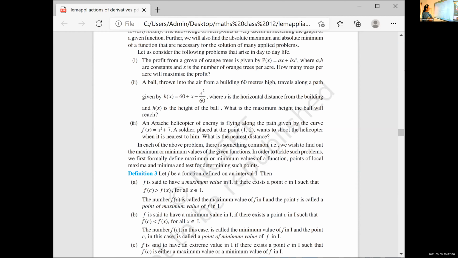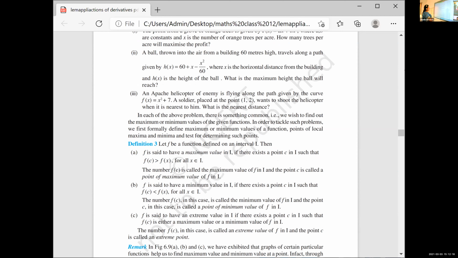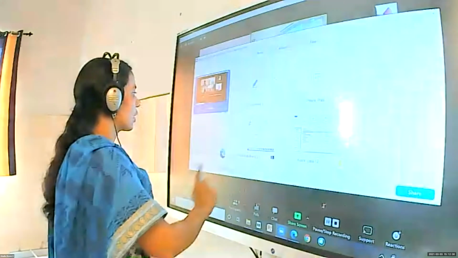In order to tackle such problems, we must formally define the maximum and minimum value of a function. Instead of maxima and minima, what is the term we are using here? Local maximum and local minimum. We call them local maxima and local minima.